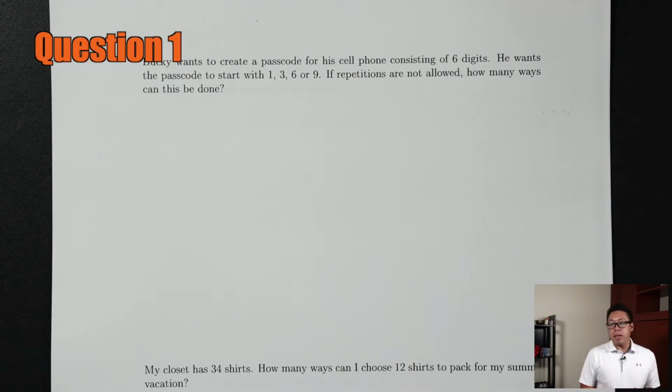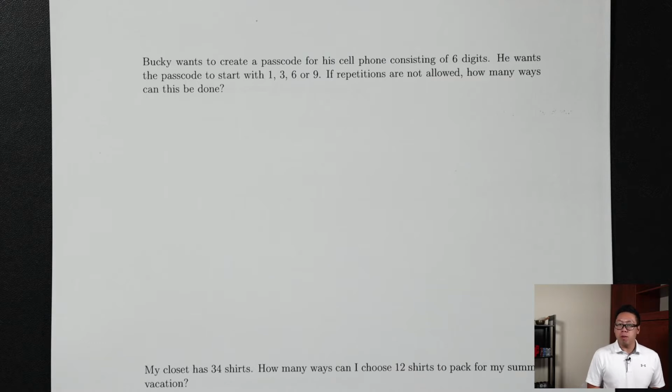Bucky wants to create a passcode for his cell phone consisting of 6 digits. He wants the passcode to start with 1, 3, 6, or 9. If repetitions are not allowed, how many ways can this be done? First thing we need to ask ourselves is, does the order matter here? We're talking about a passcode, so order does matter, which means this is going to be a permutation.